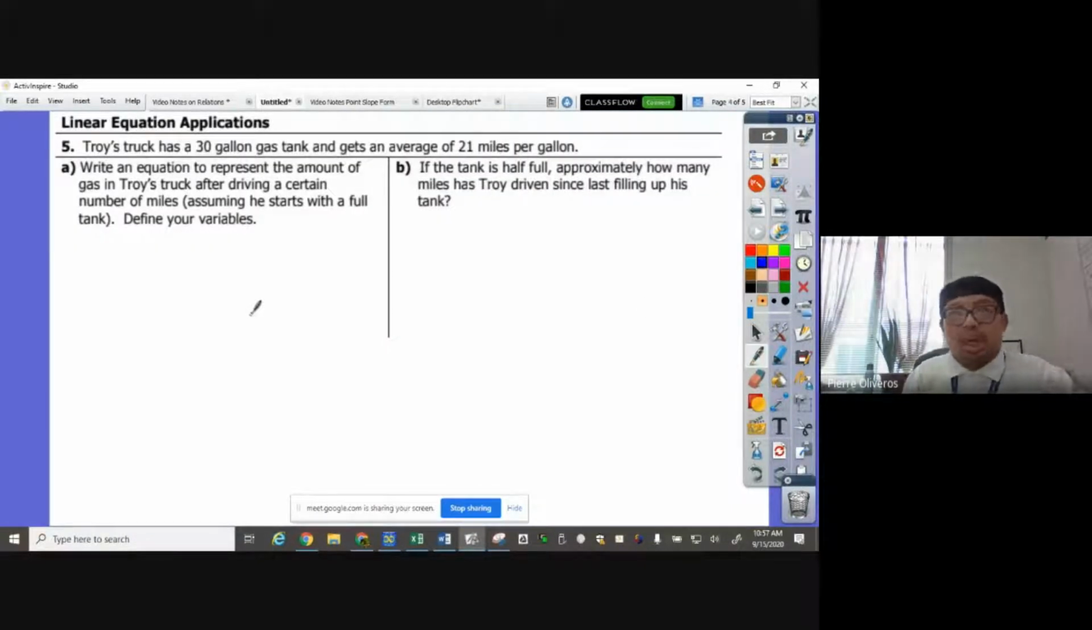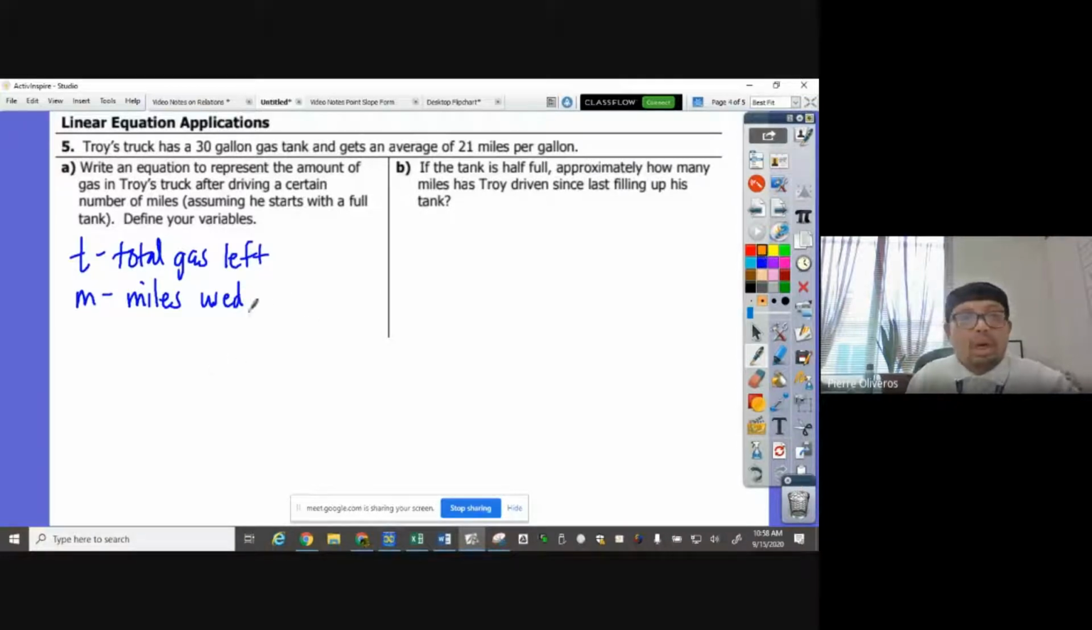Troy's truck has a 30-gallon gas tank and gets an average of 21 miles per gallon. For letter A, write an equation to represent the amount of gas in Troy's truck after driving a certain number of miles, assuming he starts with a full tank. Define your variables. Let's say T is the total gas left after driving, and let's say M is the number of miles used or consumed driving.